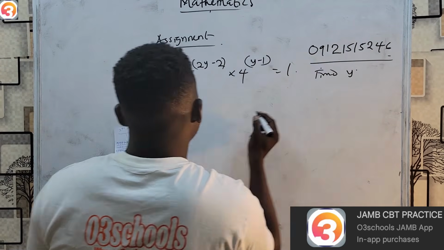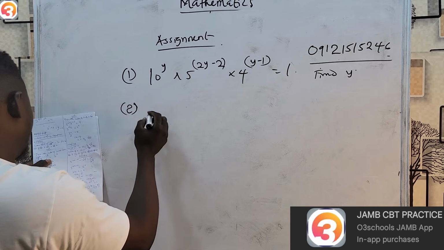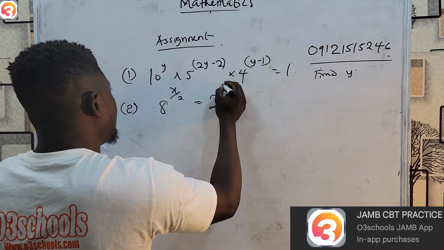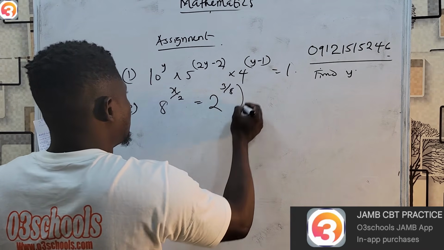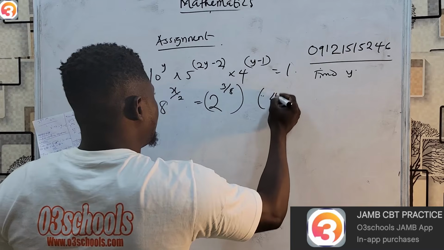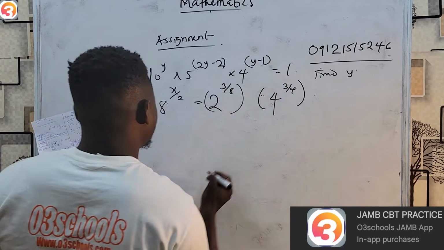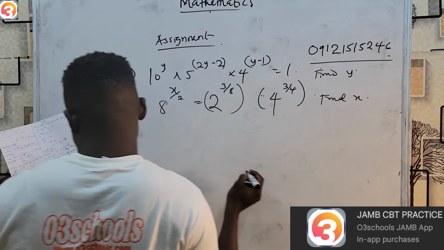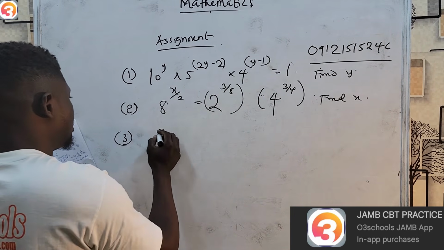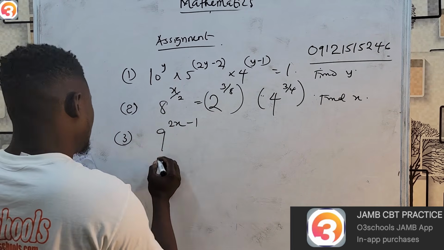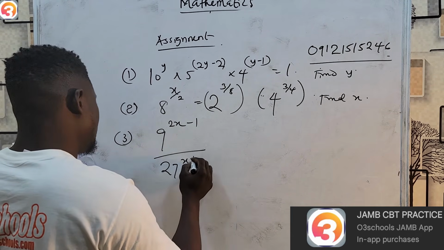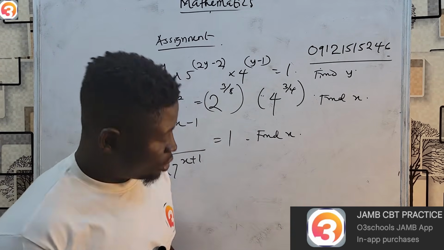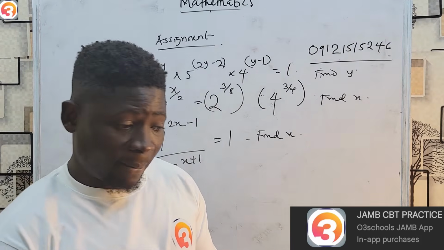Find y here. So number 2: 8 raised to power x over 2 is equal to 2 raised to power 3 over 8, then 4 raised to power 3 over 4. Find x here. The third question is 9 raised to power 2x minus 1 all over 27 raised to power x plus 1 is equal to 1. Find x also.